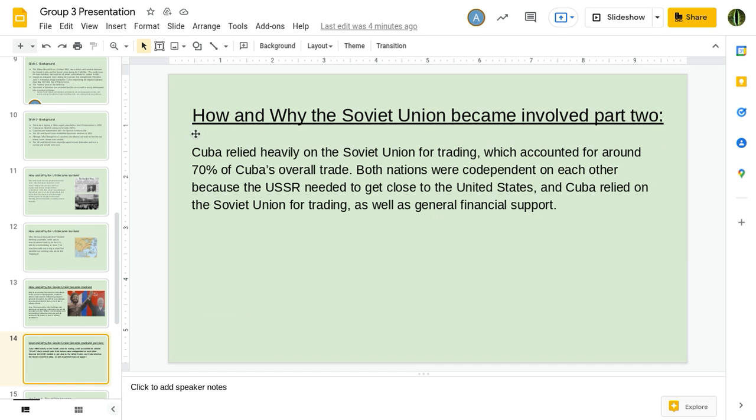How and why the Soviet Union became involved, part two. Cuba relied heavily on the Soviet Union for trading, which accounted for around 70% of Cuba's overall trade. Both nations were codependent on each other because the Soviet Union needed to get close to the United States, and Cuba relied on the Soviet Union for trading as well as general financial support.